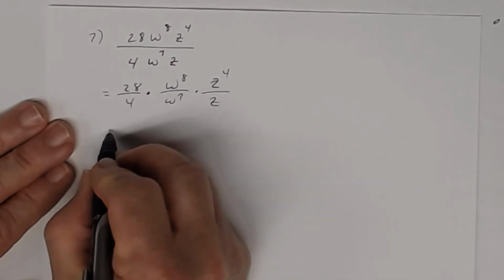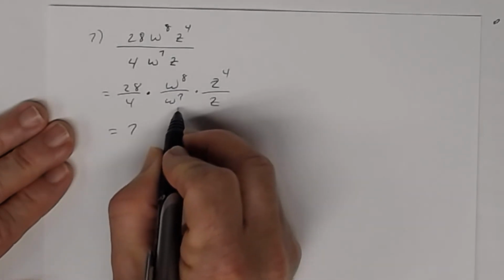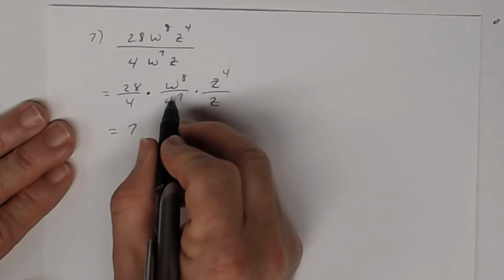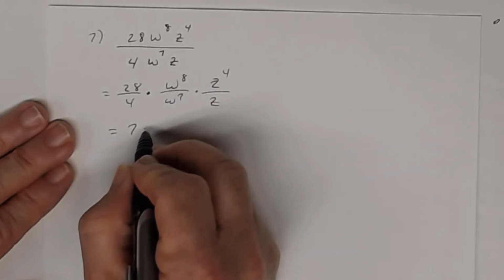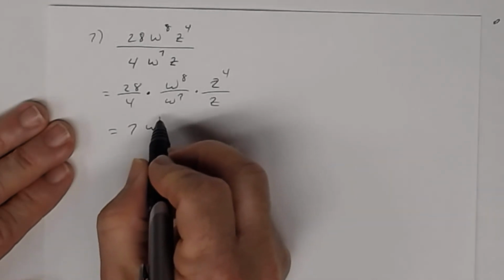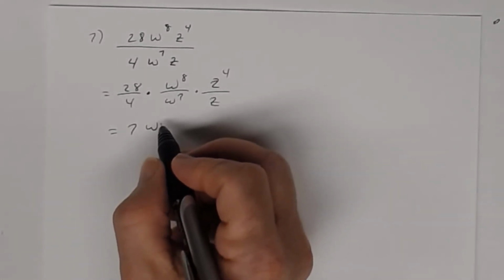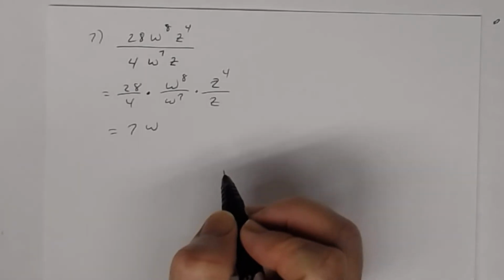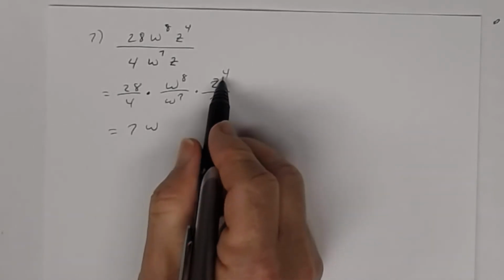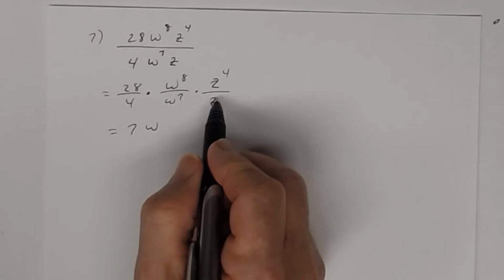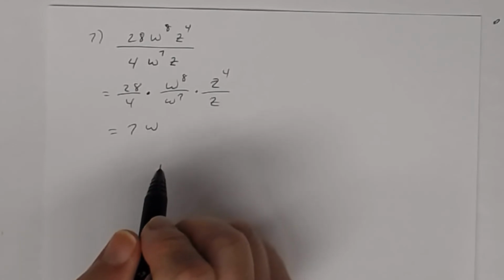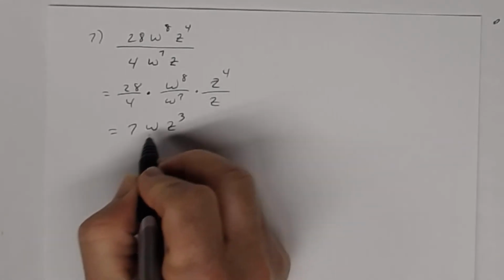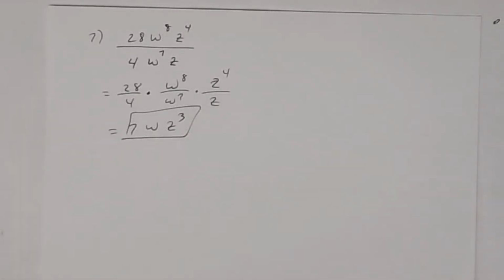Okay, now let's simplify. 28 divided by 4 is 7. W to the 8th divided by w to the 7th. We need to divide like bases. You subtract exponents. 8 subtract 7 is 1. So that's just w. Don't put the 1 there. You can, but we prefer that you don't because it's understood to be a 1. And then z to the 4th divided by z. Remember, there's no exponent. It's understood to be a 1, right? So 4 subtract 1 is 3. So that's z to the 3rd. And there's your answer. It is not difficult at all. It's a very simple process.